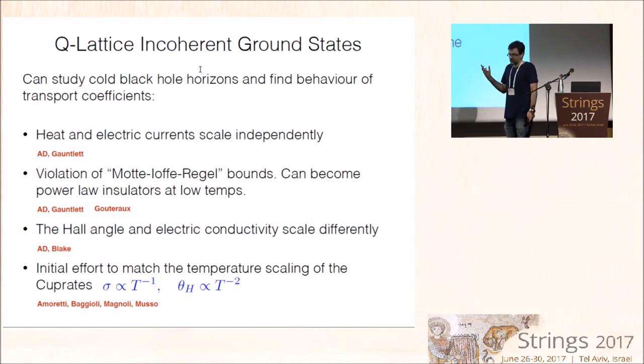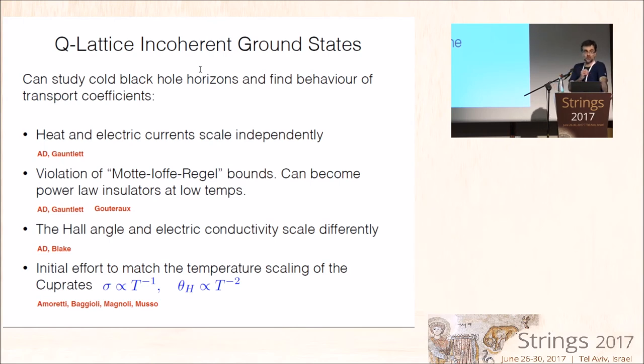So what you find for these geometries, you have this cold black hole horizon, or zero temperature black hole. You can actually introduce a small temperature, and study exactly what the horizon wants to do at small temperatures. I can now go back to my formula for the DC conductivity and plug in the behavior for a small black hole horizon. What you discover is that the heat and the electric current now scale completely independently. There is a violation of any possible bound that you can try to write down.